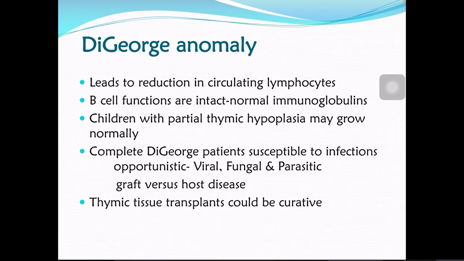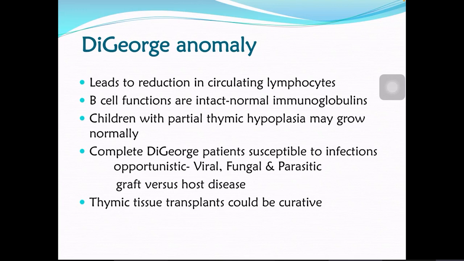Right. So what does DiGeorge do? It leads to a reduction in the circulating lymphocytes. The B cell functions are intact and therefore they have normal immunoglobulins. And children with partial thymic hypoplasia might actually grow as normal children. They might get infections, but if you treat them, they can actually grow up to be normal children.